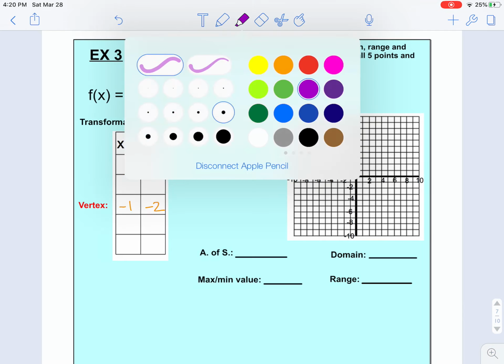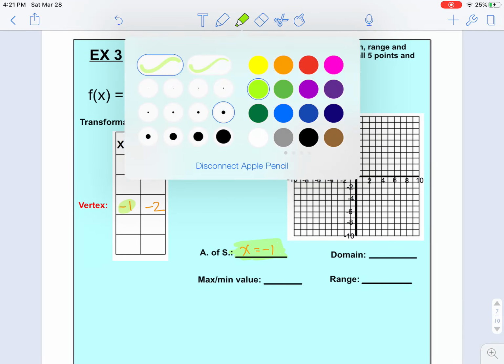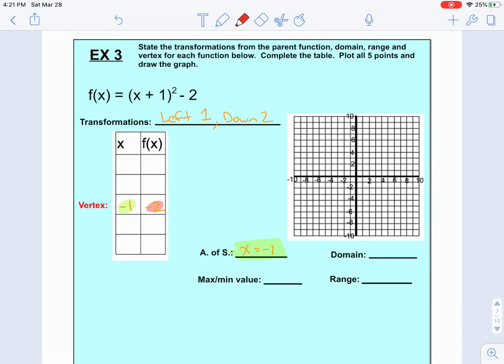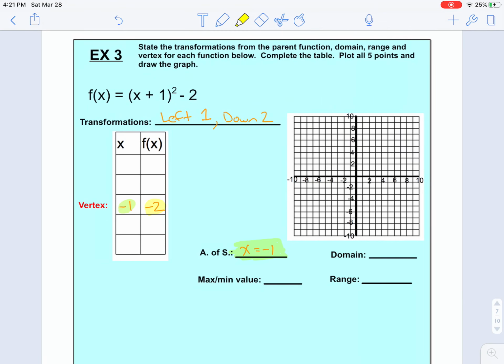Well, what did we just learn? We just learned that vertex of -1 is also going to be our axis of symmetry. X is equal to -1. And we just learned that, let's try, this is probably not going to work. Nope.